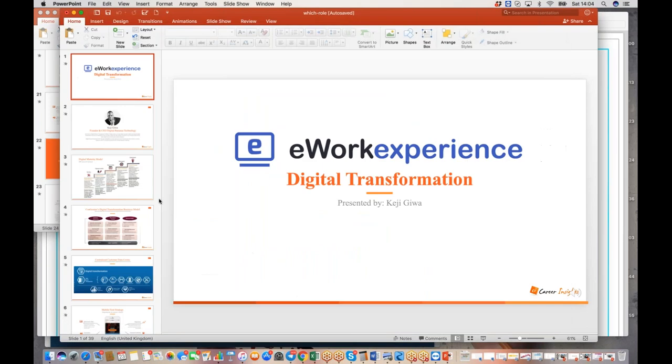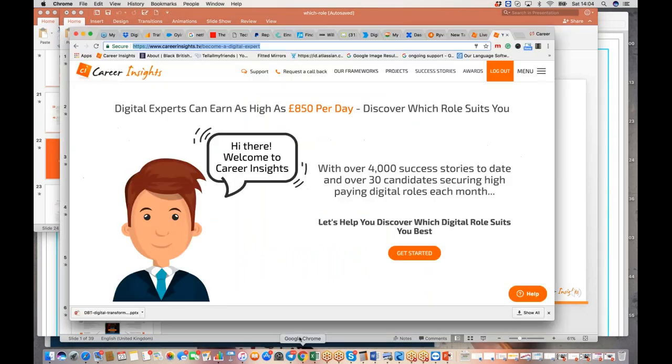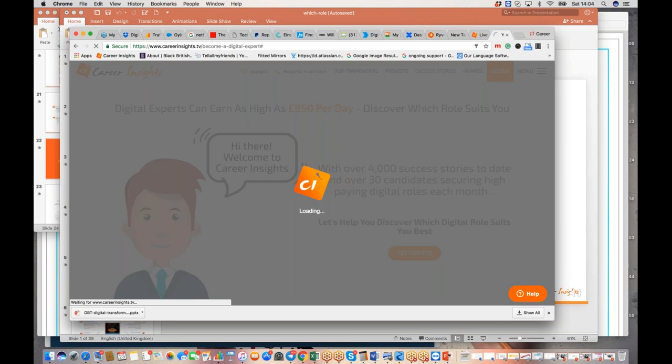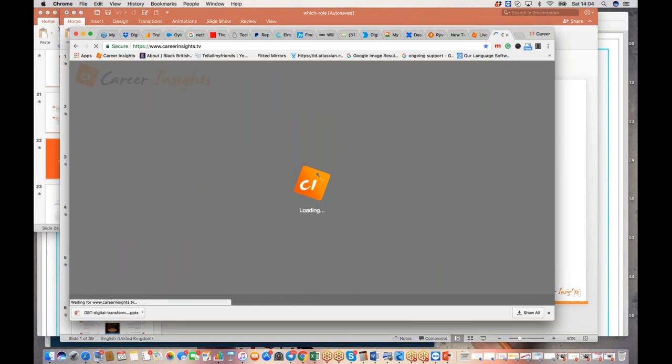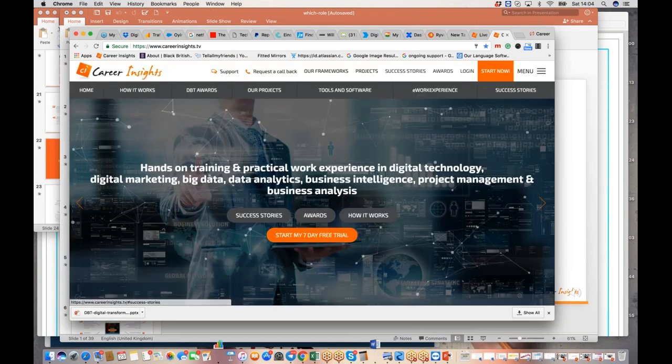Let me now show you, because some of you might be doing this. So I'm actually going to log out of the eWork Experience platform. I'm going to log out now and I'm going to show you what I mean by logging in. So just follow these instructions I have. If you've never created an account with us, so if you've never set up an account with us, then you just click on that test and take the test.